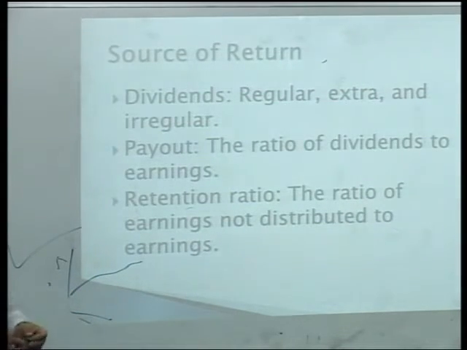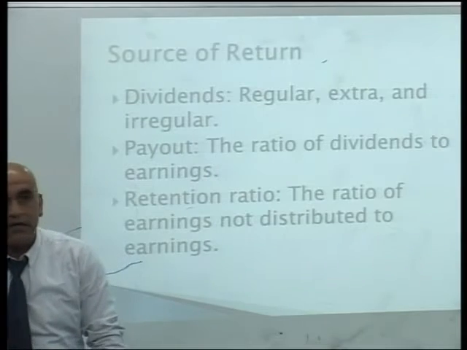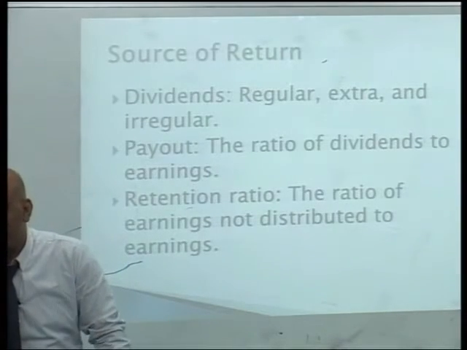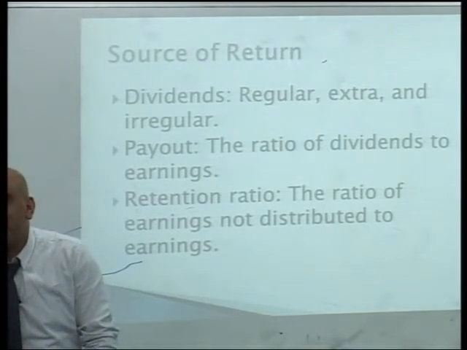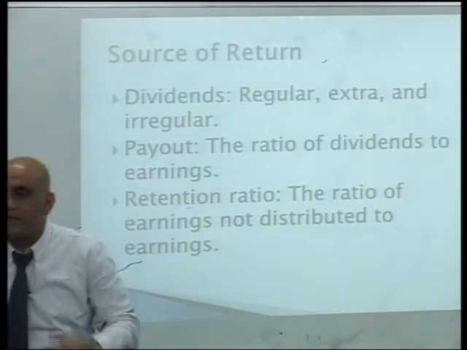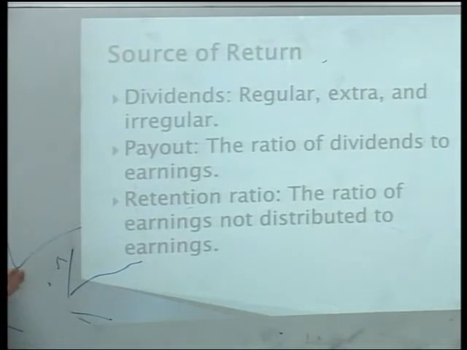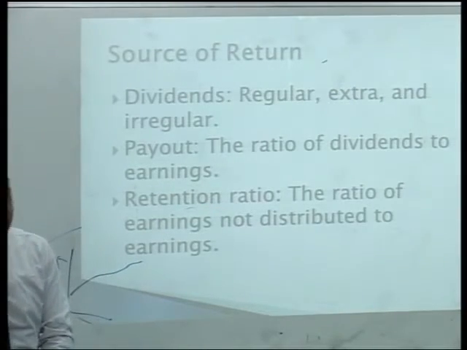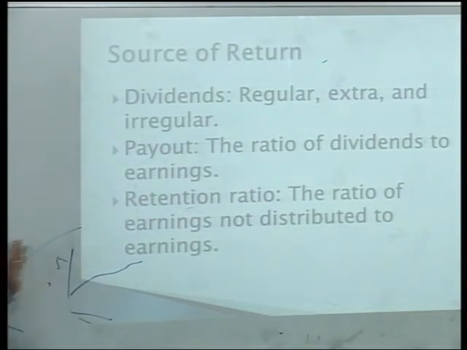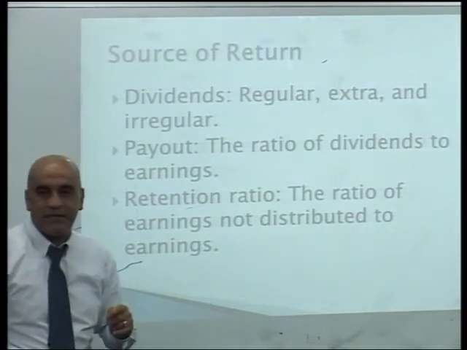I experienced HSBC in 2011. They paid extra dividends because they have more income than the normal income in the previous years. So it is moving like this chart. But irregular, it's unstable.